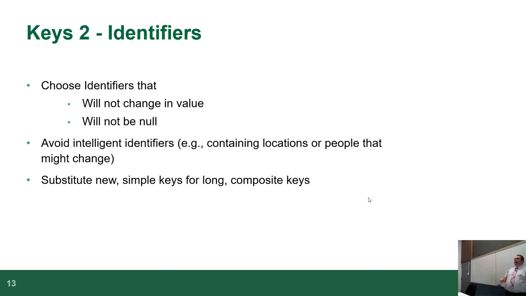You should avoid intelligent identifiers. Intelligent identifiers is actually a misnomer. It should be called the stupid identifier. These are things that could change. For example, your postal code should never be used as an identifier.